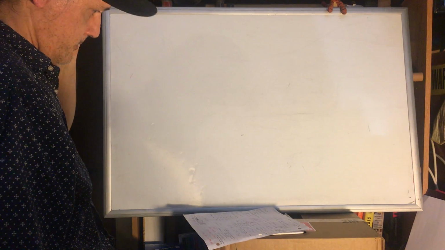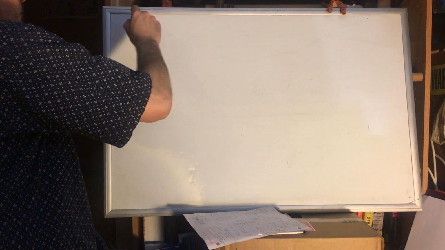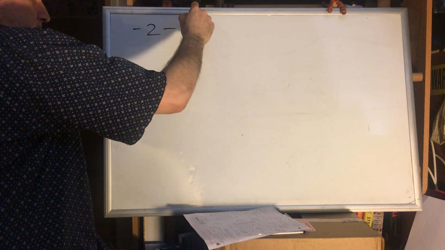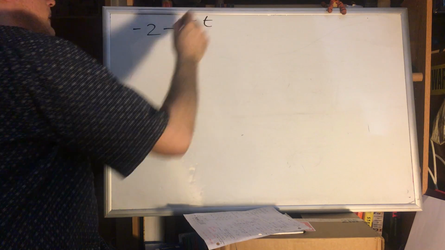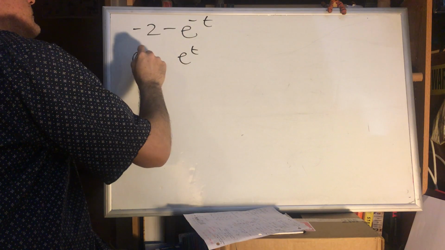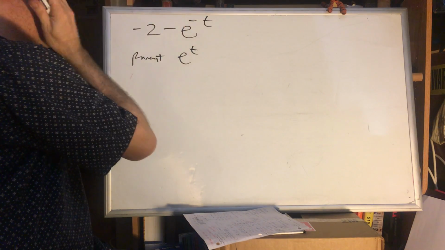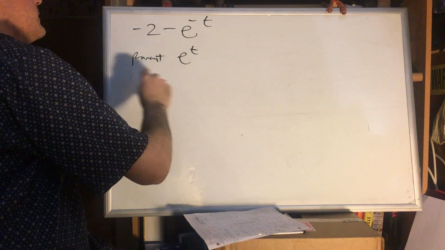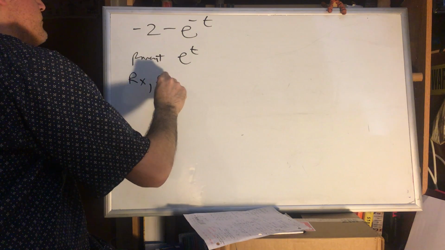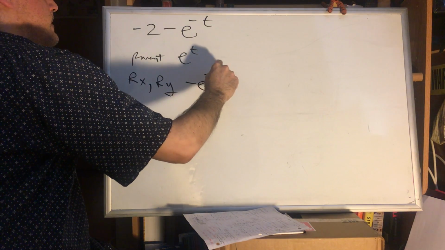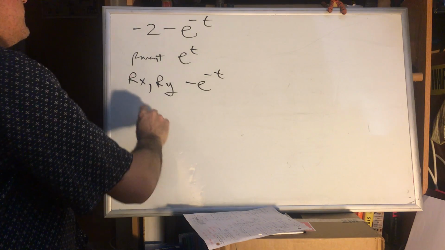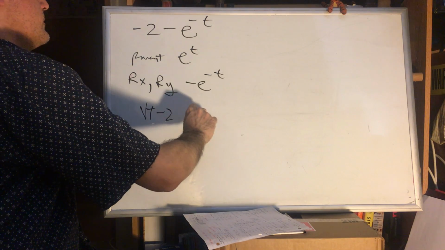And this would be the same if this was 3 minus e to the x. All right. Well, let's look at one more. So let's say we had negative 2 minus e to the negative t. All right, well, the parent. And then looks like we're changing the sign of both of these. So we're going to have a reflection across the x, reflection across the y. And then we're going to go down 2. So vertical translation down 2.